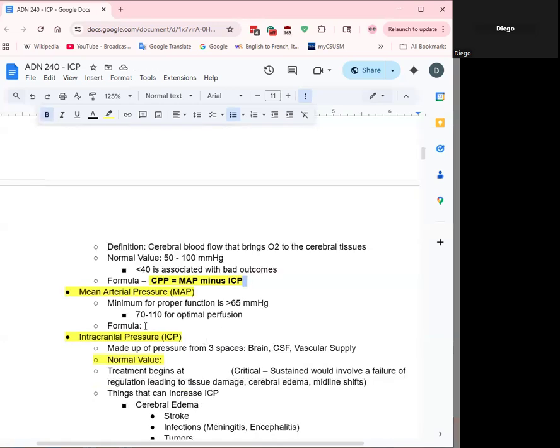For your MAP, you're going to want to know your formula for it off the top of your head. Do you guys still remember it? I think it's come up a few times already. Okay, so that's diastolic plus your systolic, all divided by 3. So 2 times your diastolic, add your systolic, and then divide by 3.